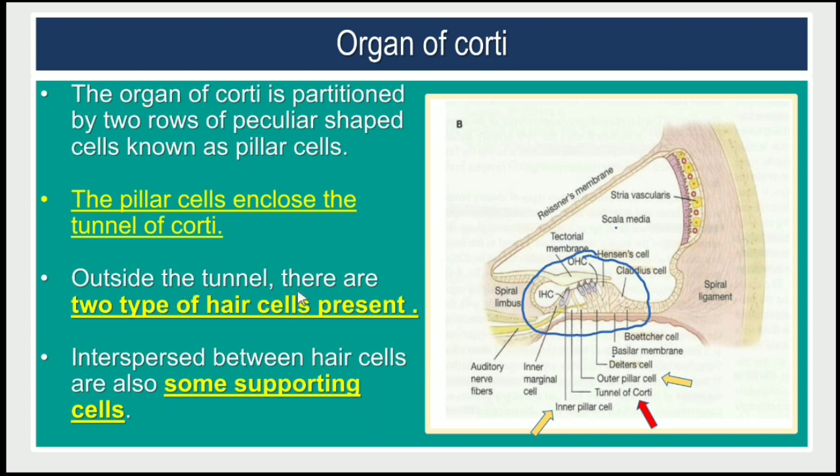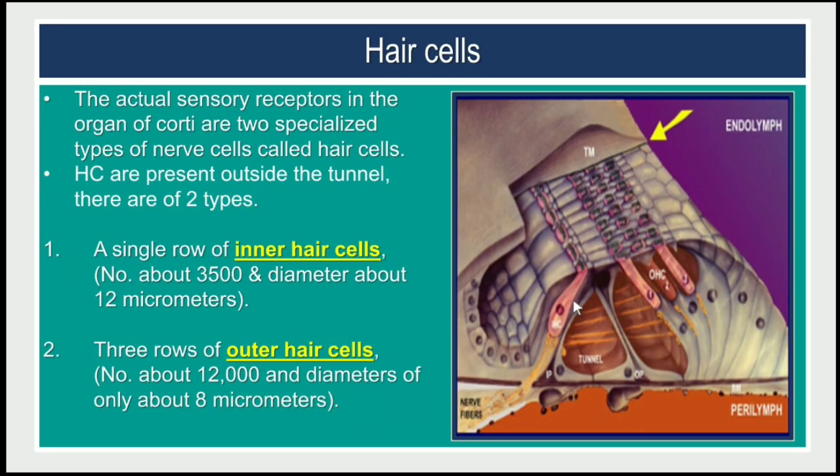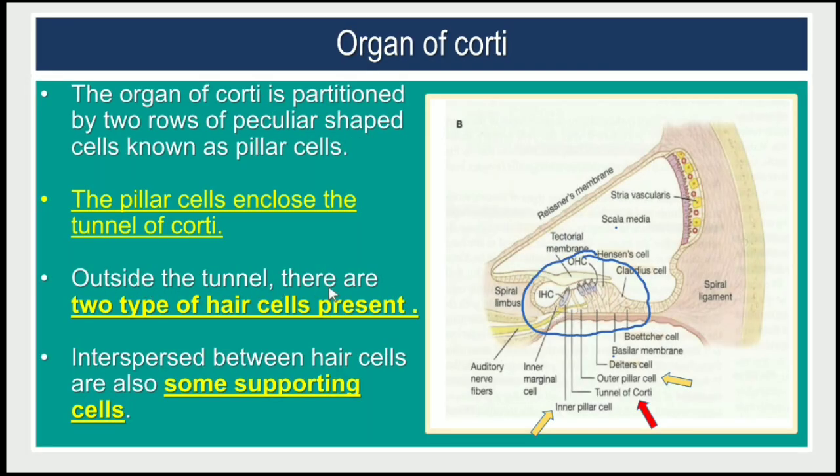Outside the tunnel, there are 2 types of hair cells present: outer hair cells and inner hair cells. So outside the tunnel there are two types of hair cells present. Interspersed between the hair cells there are also some supporting cells, which are fused with the hair cells.